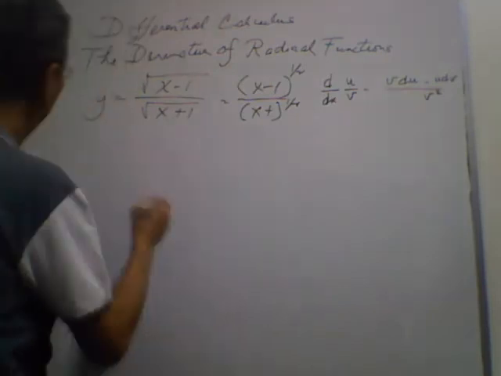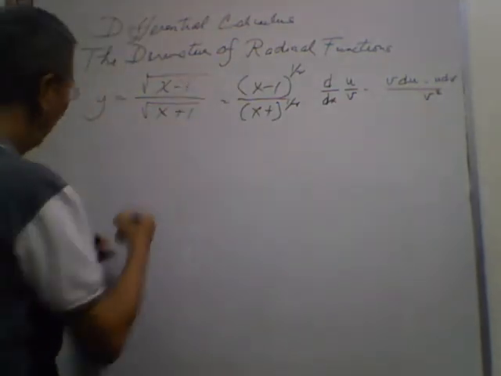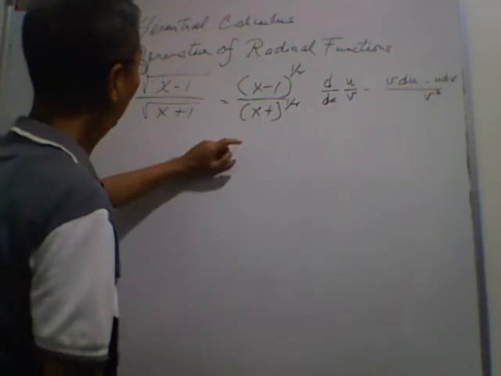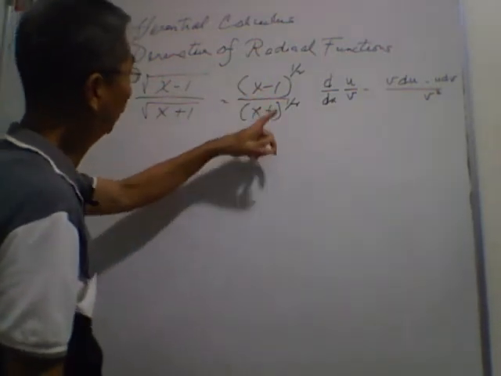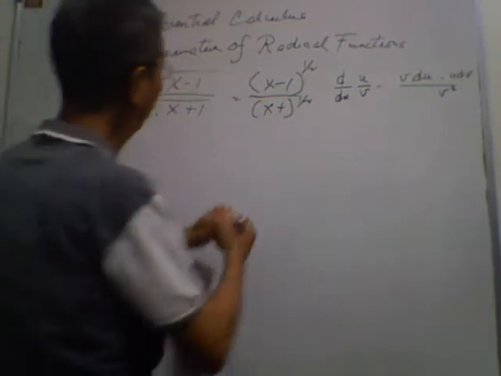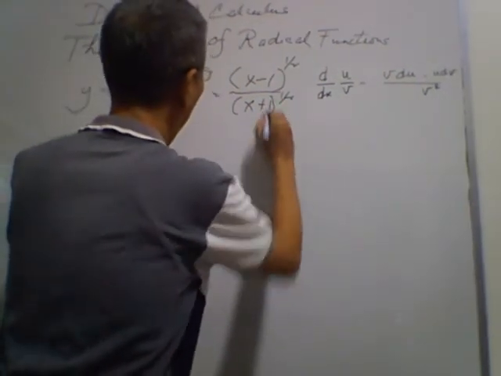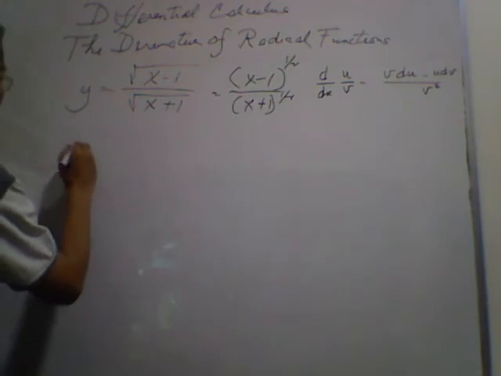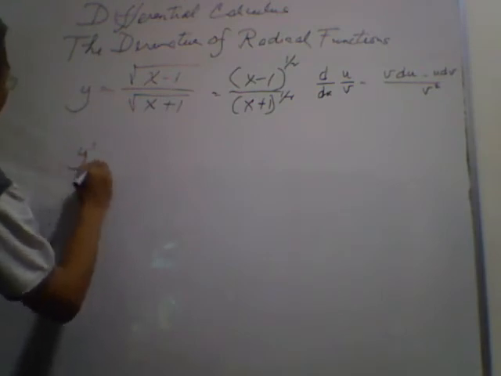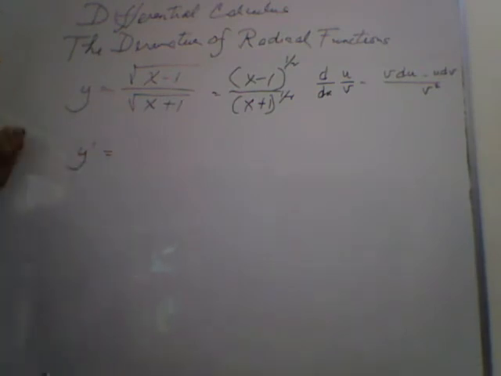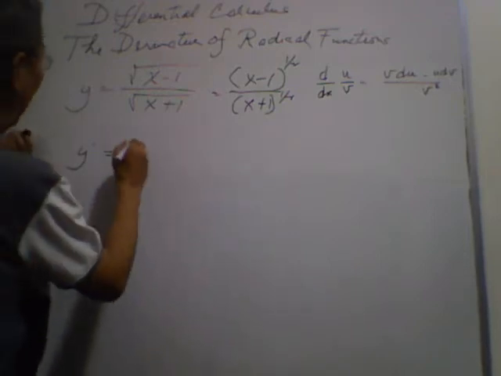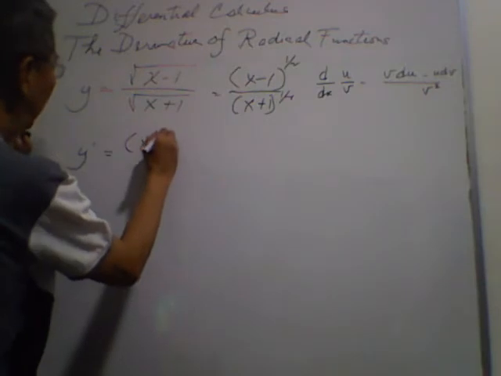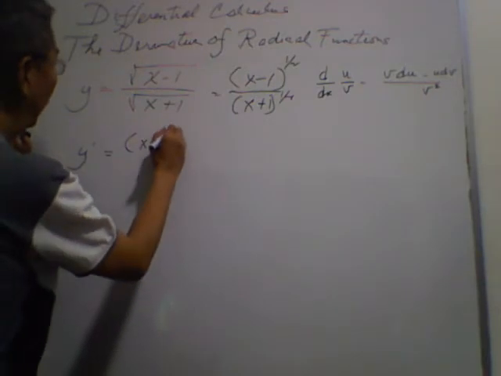So, first you convert this radical form to exponential form. We're going to use x minus 1 raised to 1 half and x plus 1 raised to 1 half. So we find the derivative of that. So y prime is equal to, v is x plus 1 raised to 1 half.